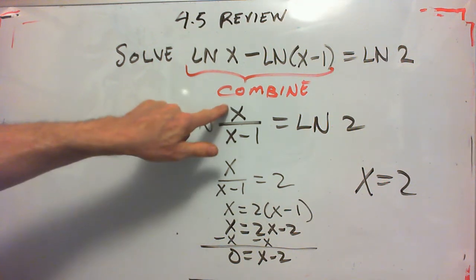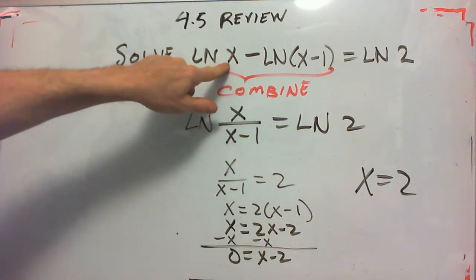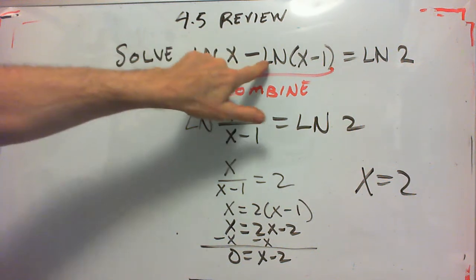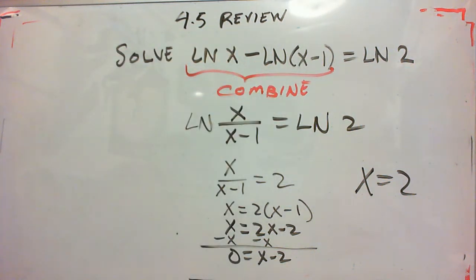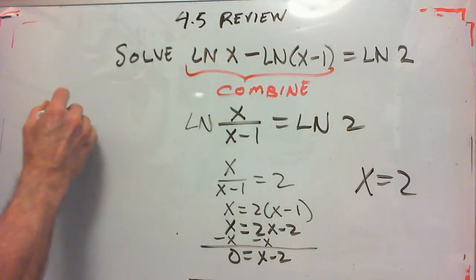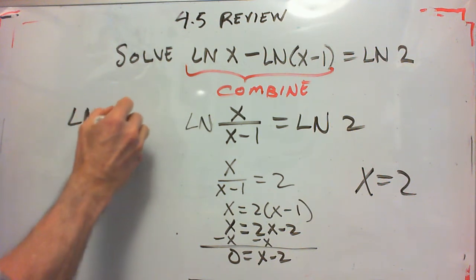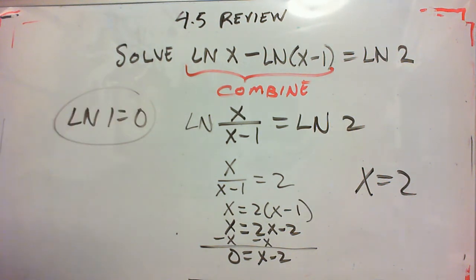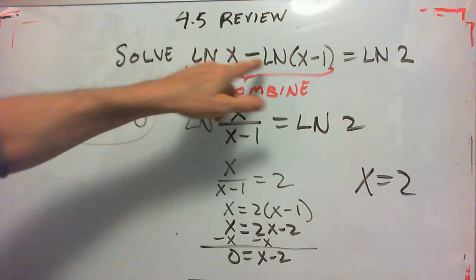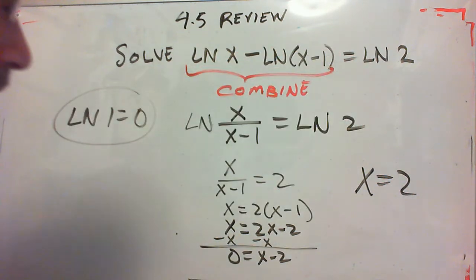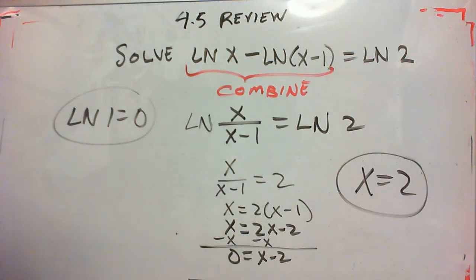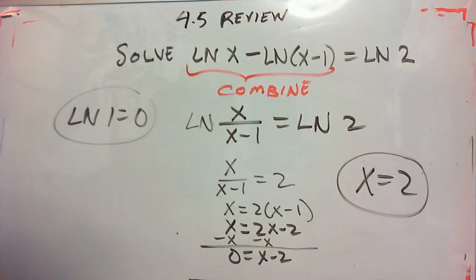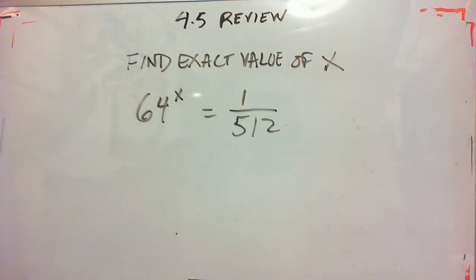Does that work? Well, if we plug 2 into the original equation, we get ln of 2 minus ln of 1. Remember, the log of 1 is 0. That was one of our properties. So we get ln of 2 minus 0 equals ln of 2. So it does work. X equals 2 is our answer. It checks out.